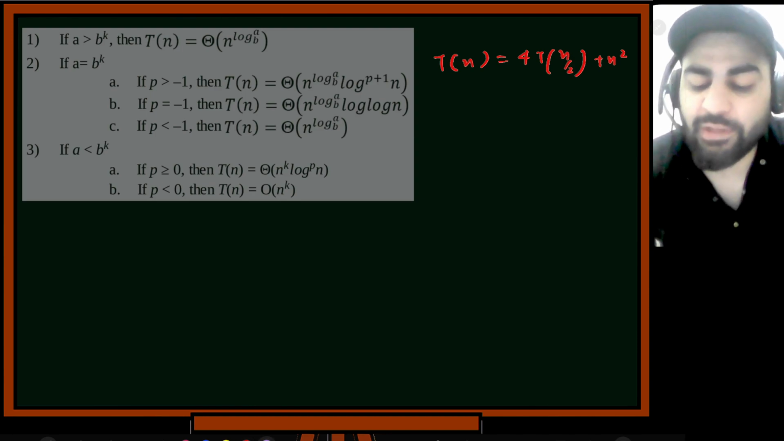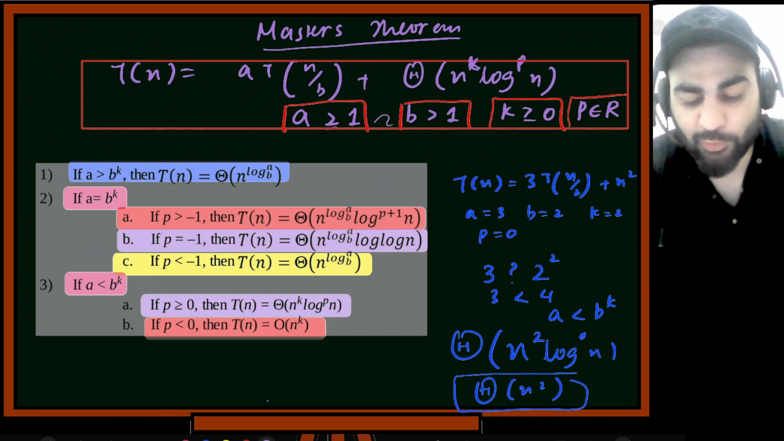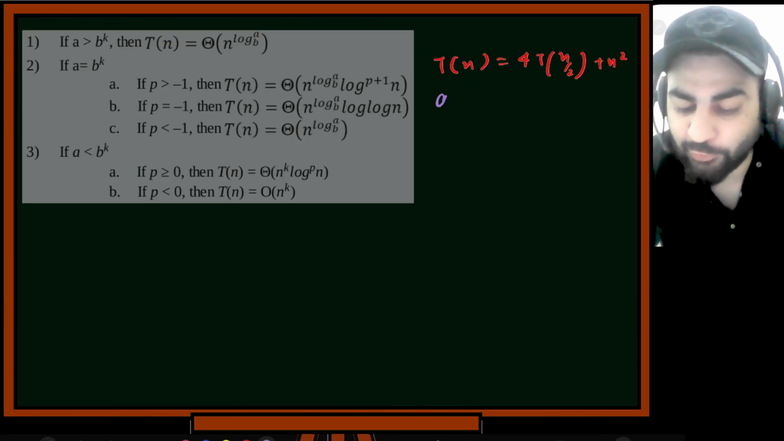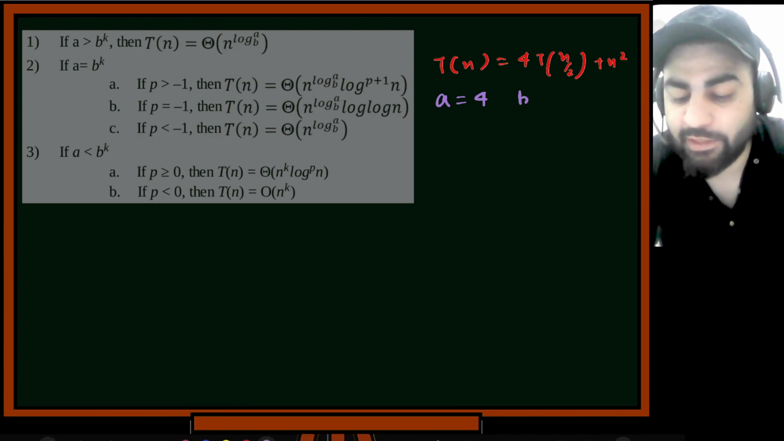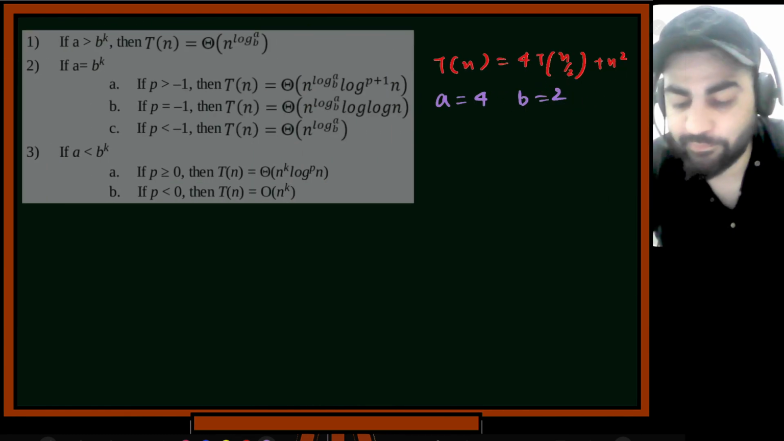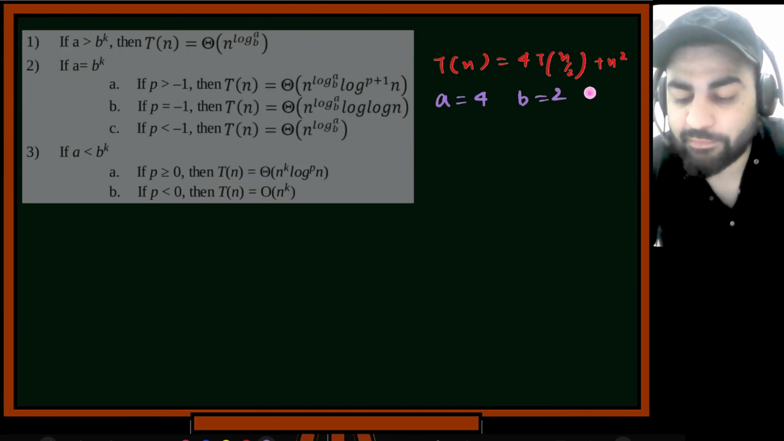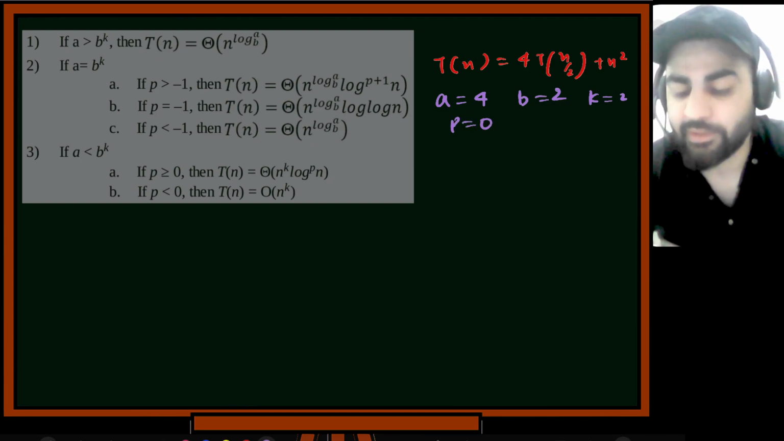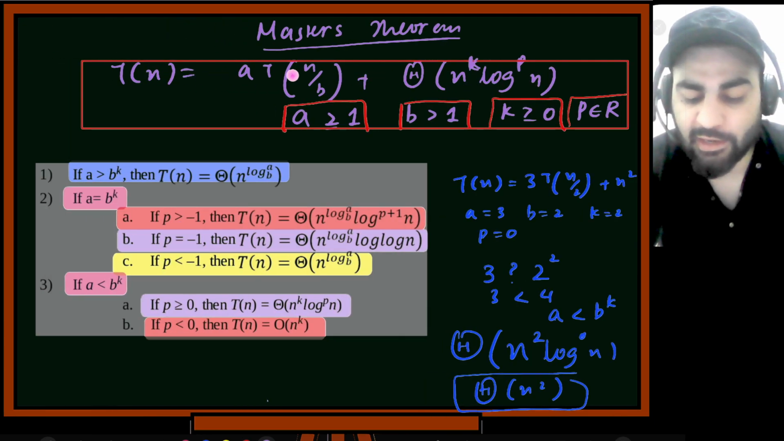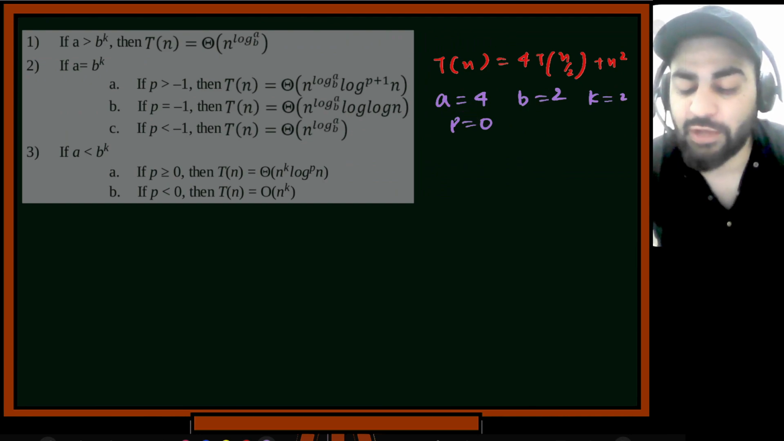Okay, now we'll see if it follows Master's theorem. So this is the format that it should follow. a should be greater than or equal to 1, b should be greater than 1, k should be greater than or equal to 0, and p should be real. Now here a is equal to 4, then b is this n by b, so b, if you see over here, is 2. Then we have this n to the power k log to the power p n. Now k is equal to 2 and p is equal to 0. These are the values. If you compare this recurrence relation with the generic format of the Master's theorem recurrence relation, you will find these are the values of a, b, k and p, and all of these will follow the constraints.